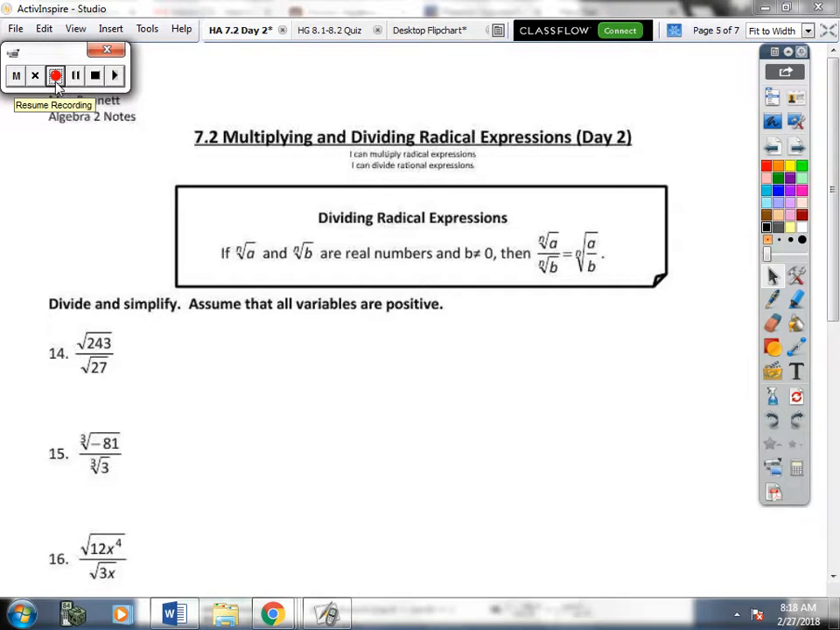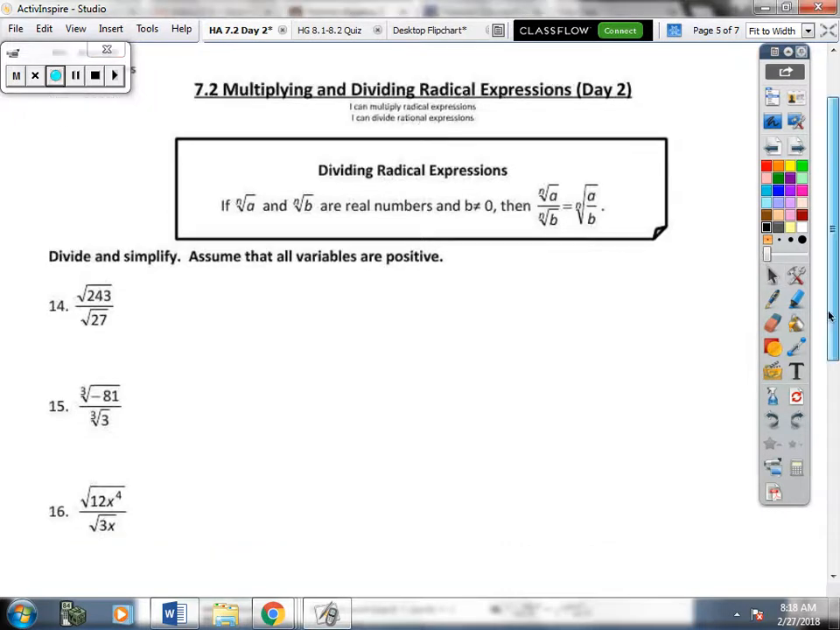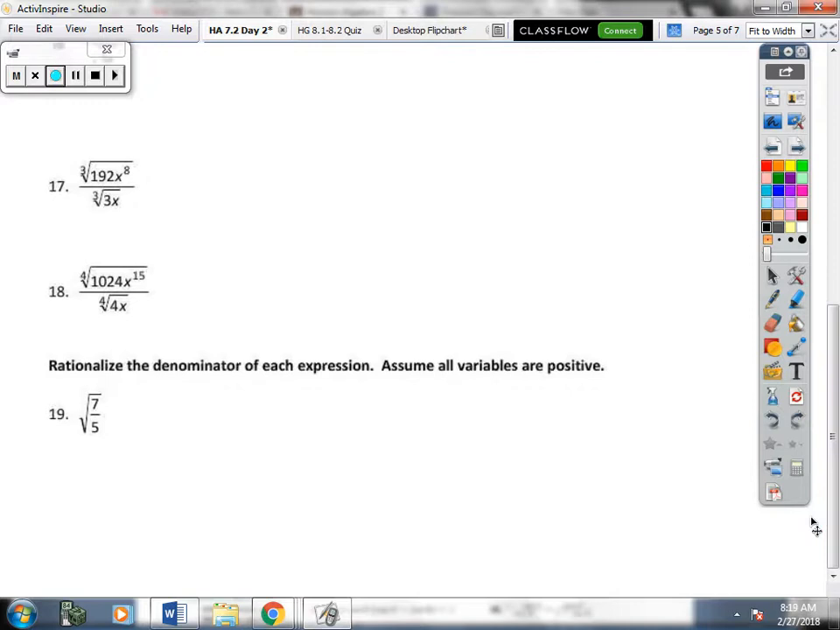Today with division will be simple, especially to start out. If you have two numbers under square roots that are being divided, you can just divide them if they divide evenly. The problem will lie when they don't divide evenly, like 7/5, then we will have to rationalize.